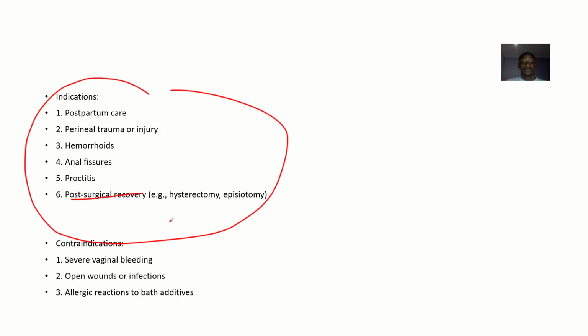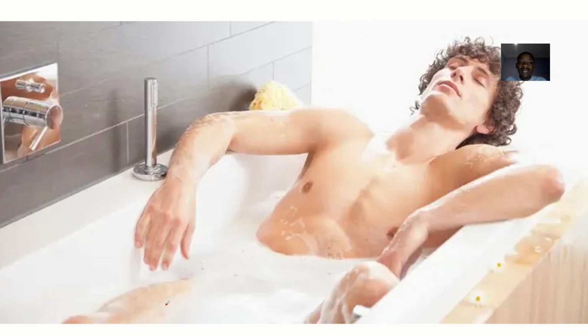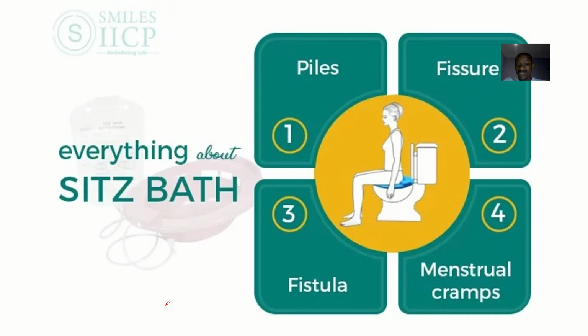For fast recovery from any of these surgeries, you can do a Sitz bath. Contraindications, when you shouldn't use a Sitz bath: if somebody has active vaginal bleeding, you don't want to use that. If somebody has open wounds or infections, you should use it with care. If people are allergic to bath additives, because I told you guys that there are some things that will be added in the water, if somebody is allergic to it, you don't want to use that again on the person.